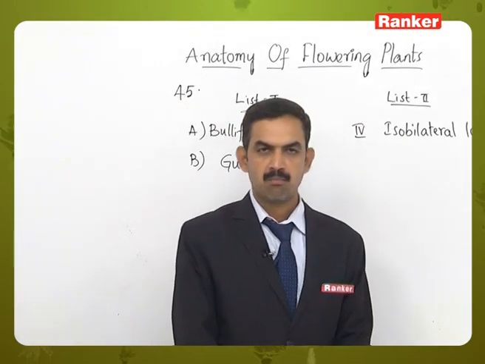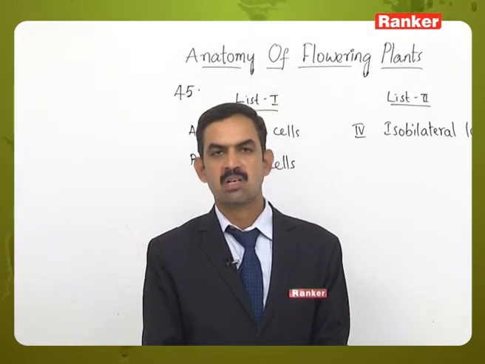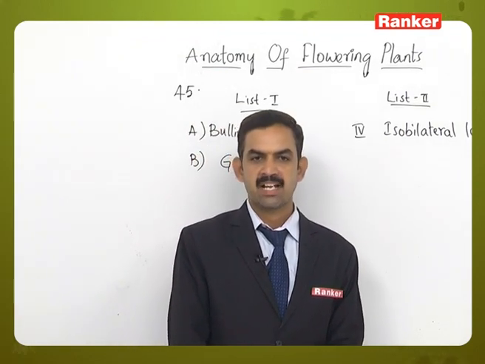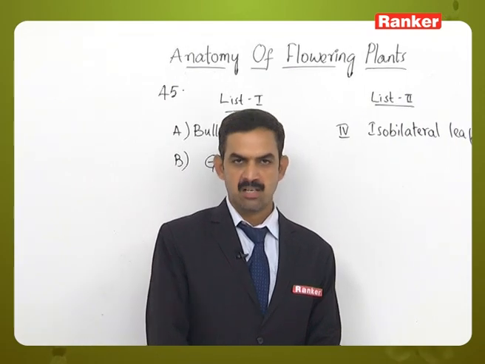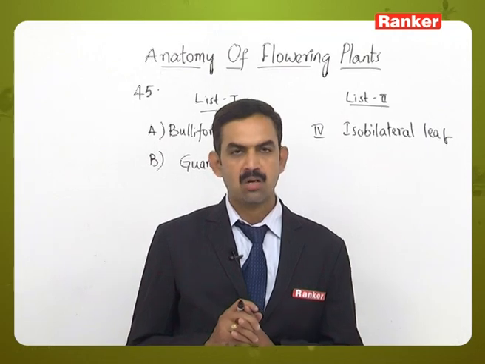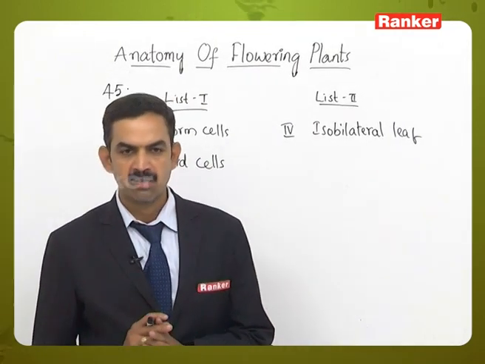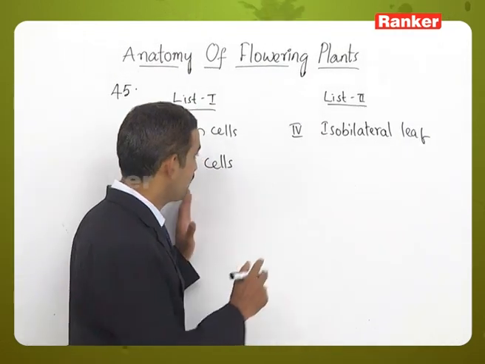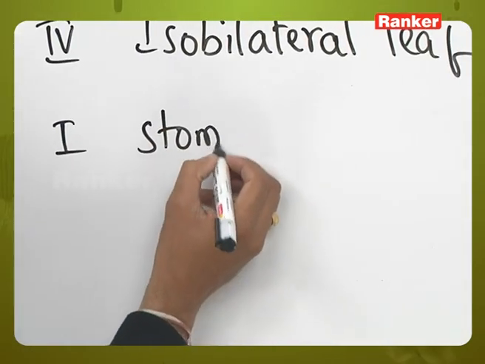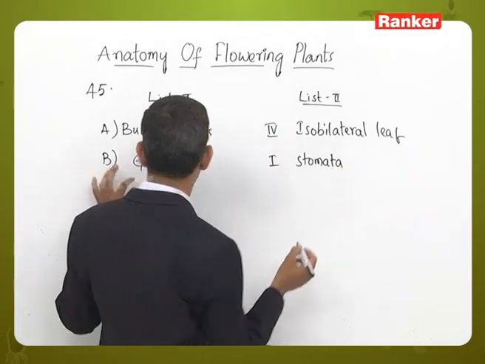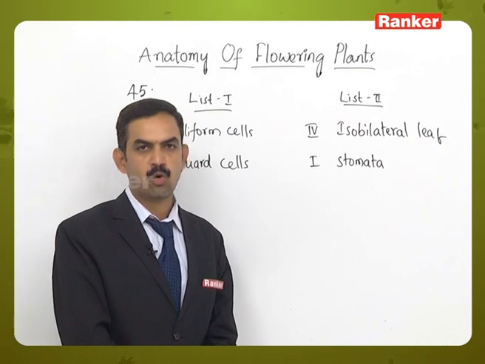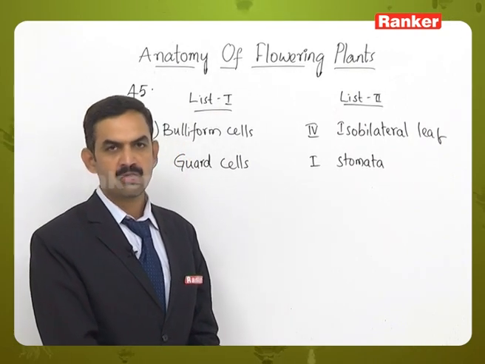And B, that is guard cells. Guard cells are the modified epidermal cells which surround a special aerating pore. That special aerating pore is called a stomata, which helps in exchange of gases and also in the transpiration process. So these are the structures concerned with stomata; these are the two specialized modified cells present around the stomata and helping in opening and closing of the stomata.